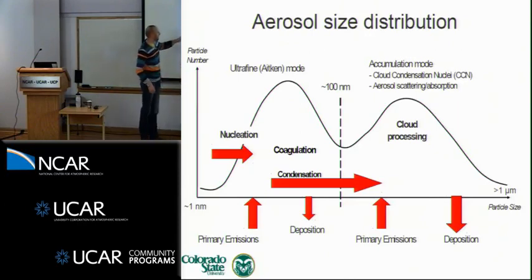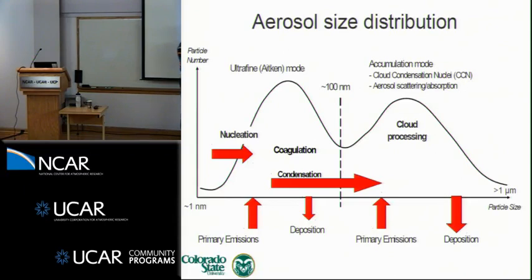And I've put as a rough division line between the two about 100 nanometers. So smaller particles are in this Aitken mode generally, and larger particles are in this accumulation mode. The accumulation mode is the one that we need to get right in our models, because these are the ones that have the climate effects. These are the particles that are large enough to act as cloud condensation nuclei.